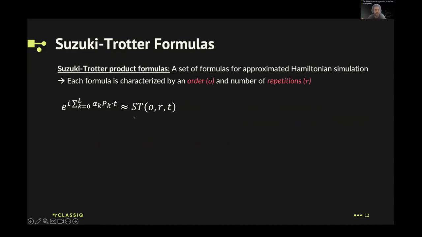One of the approximations is given by the Suzuki-Trotter product formula. The Suzuki-Trotter formulas refer to a set of formulas. Each formula has an order O and a repetition R, so I'm going to designate them like this. The Suzuki-Trotter with order O, repetition R, and time T tries to approximate this evolution. And of course, the idea is that when the repetition goes to infinity or when the order goes to infinity, you converge to the exact evolution.